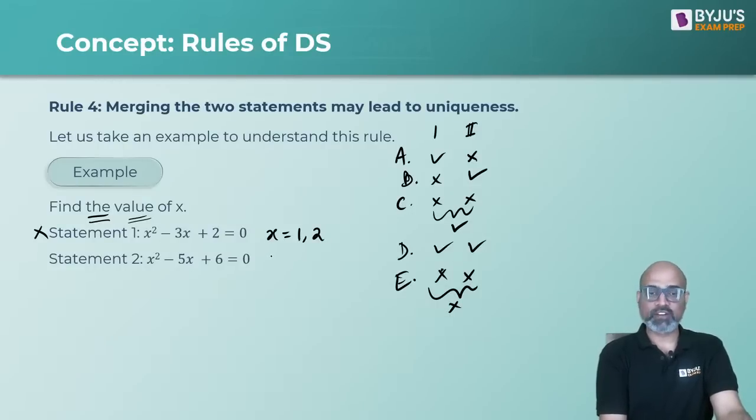If you go to the second one, the question asked is quadratic again. If you solve this, you'll get the value of x as 1 and 6. So what is the value of x? I don't know. I'm getting two answers, 1 and 6. So I can't answer it.